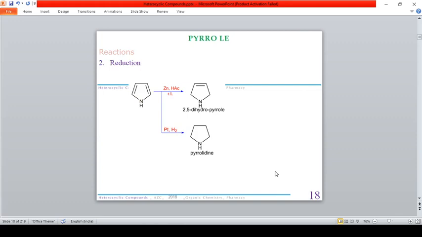Second reaction is reduction. Again we are reacting pyrrole with acetic acid in the presence of zinc at room temperature. What happened? Reduction occurs. The double bonds are reduced and hydrogen gets attached there. So in case of zinc and acetic acid, partial hydrogenation occurs. 2,5-dihydropyrrole forms. In case of platinum and H2, complete hydrogenation occurs and we get pyrrolidine.